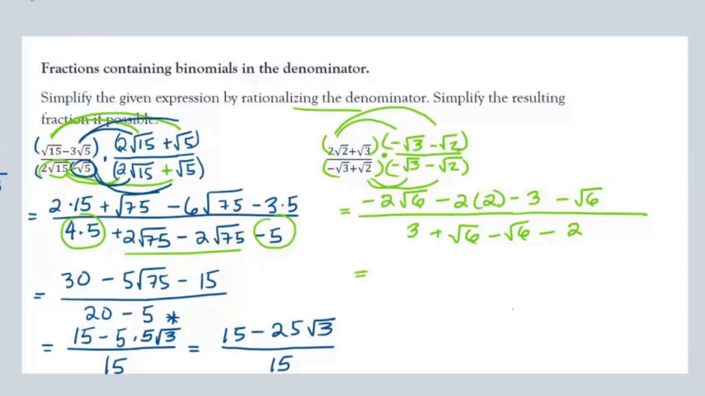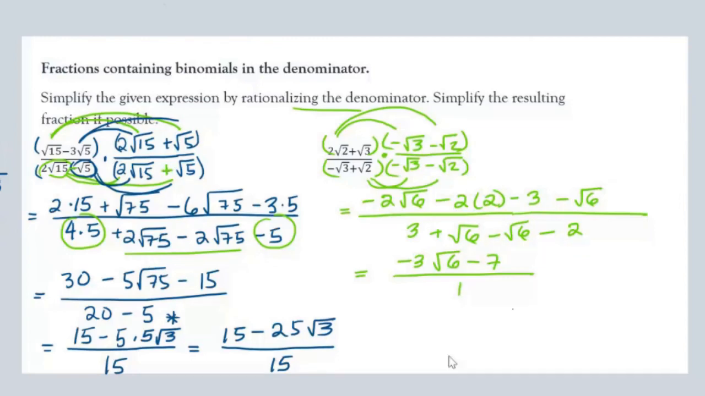We can simplify the numerator and the denominator. In the numerator, I see that I have negative 2 root 6 minus 2 times 2, so minus 4, minus 3, and negative root 6. So negative 2 root 6 minus root 6 is negative 3 root 6, and negative 4 minus 3 is just negative 7. In the denominator, I have 3 plus root 6 minus 2, so the middle two terms cancel, sum to 0, and 3 minus 2 is just 1.